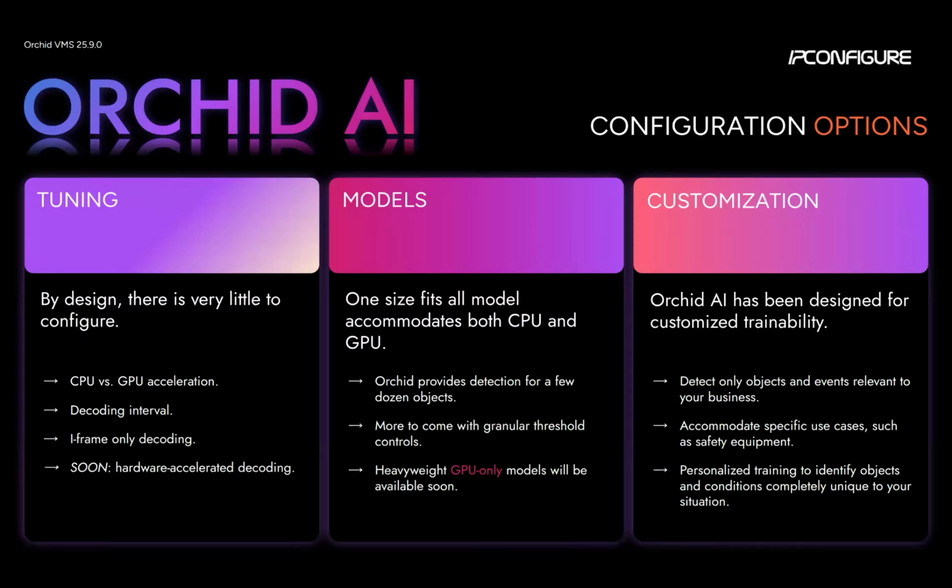Longer term, Orchid AI has been designed for customized trainability. So we imagine being able to distribute models to fit specific use cases, right? We've got some prototypes for folks with maybe health and safety use cases where they want to detect people on heavy equipment and detect whether they're wearing a safety vest or not wearing a safety vest, wearing a hard hat, not wearing a hard hat. We do have those sorts of models that we're using internally that we expect to be able to offer folks in the future, as well as customized training. So that's all future stuff.